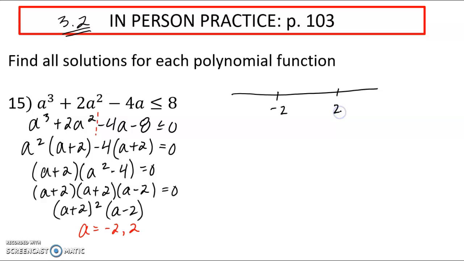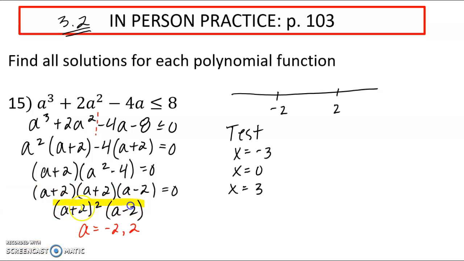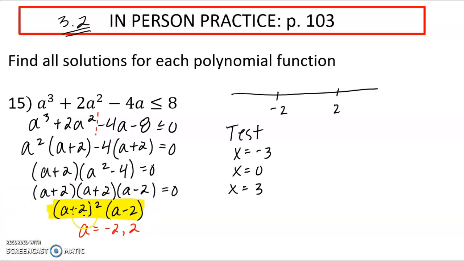All right, so now my test values, I'm going to test x is equal to negative 3, x is equal to 0, and x is equal to positive 3. Okay, so when we test, we can come back and plug it into this factored form. All right, so if I plug in negative 3, hopefully you're seeing with this first factor, if I square any number, it'll always be positive. So that'll be a positive. Negative 3 minus 2 is negative, so it'll make the whole interval negative.